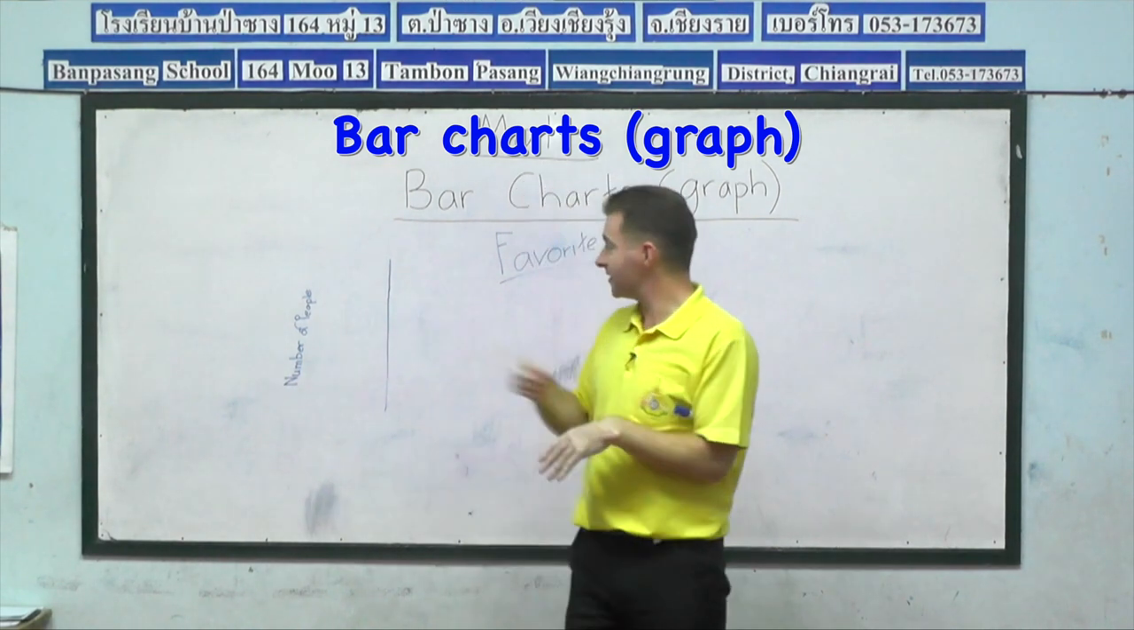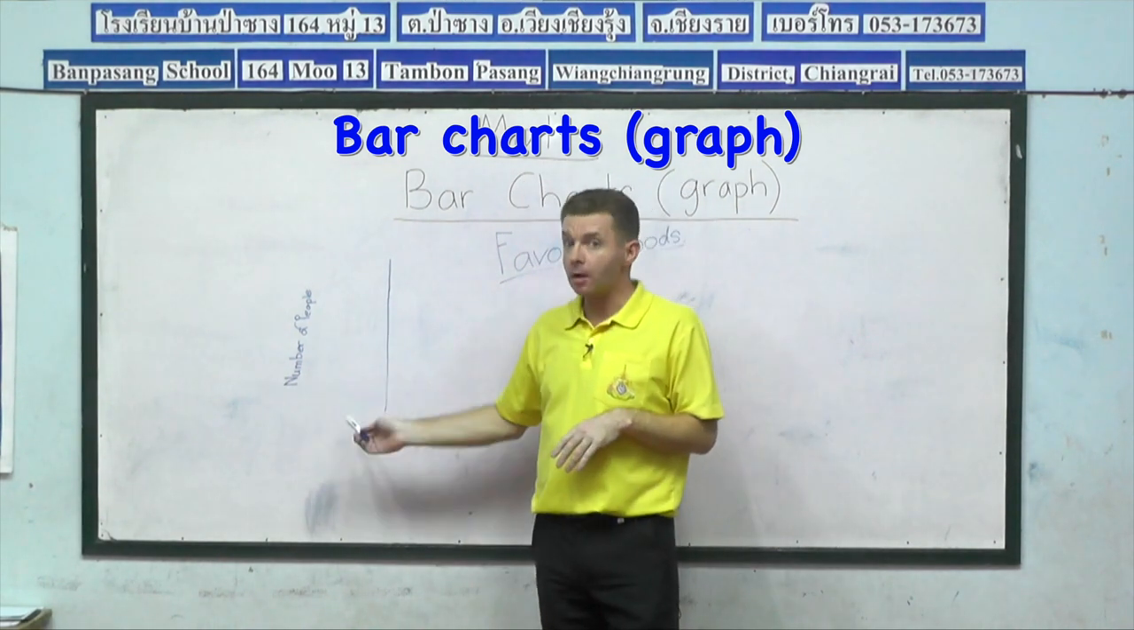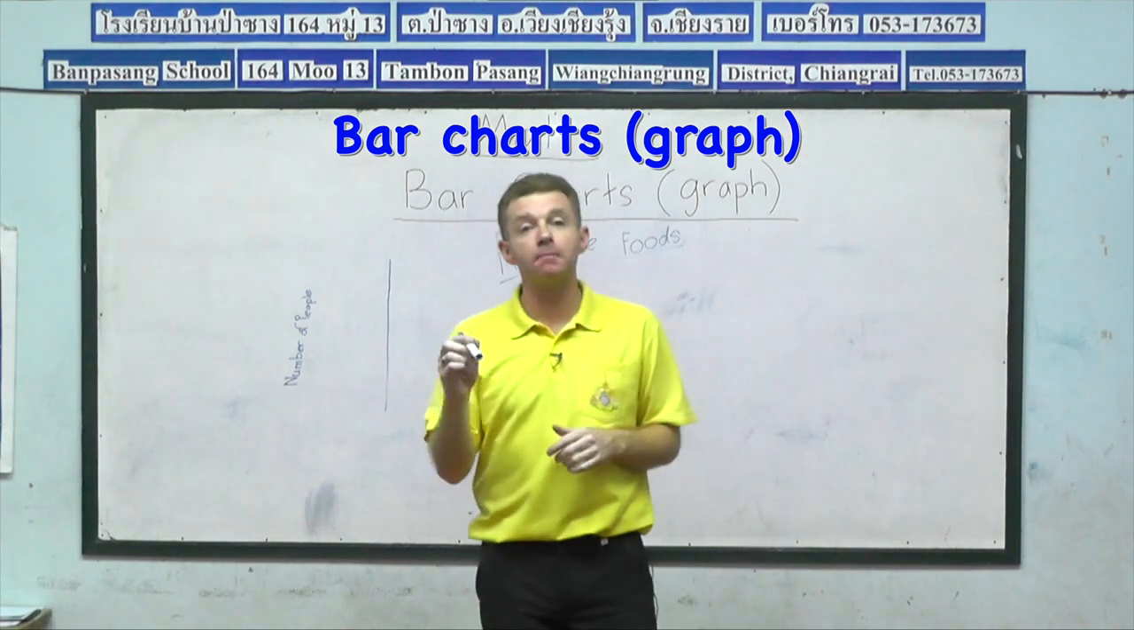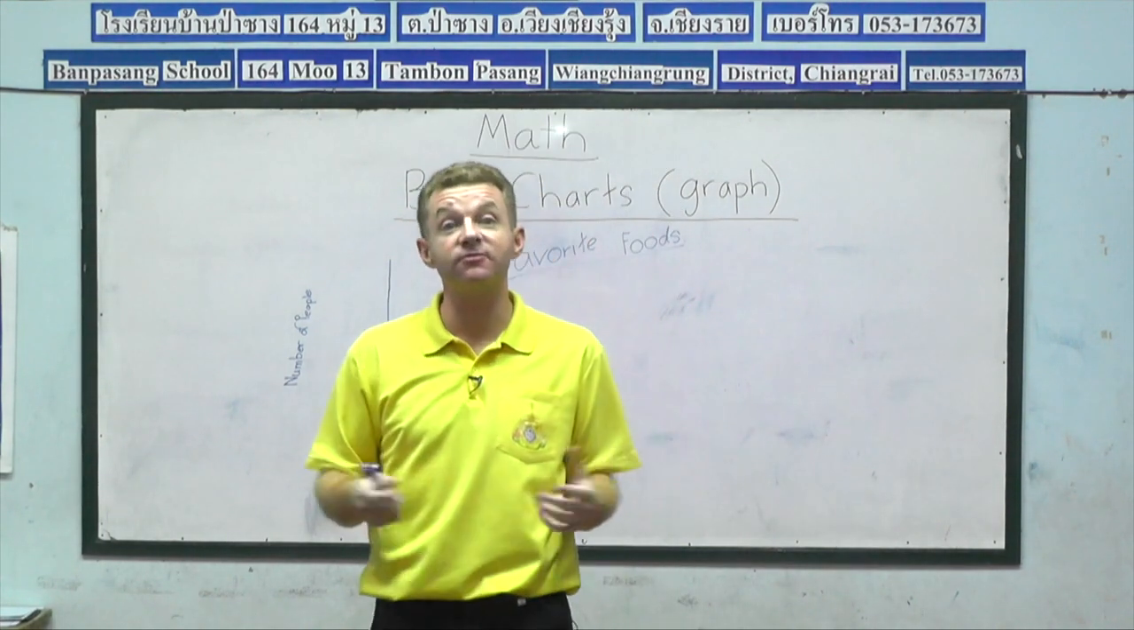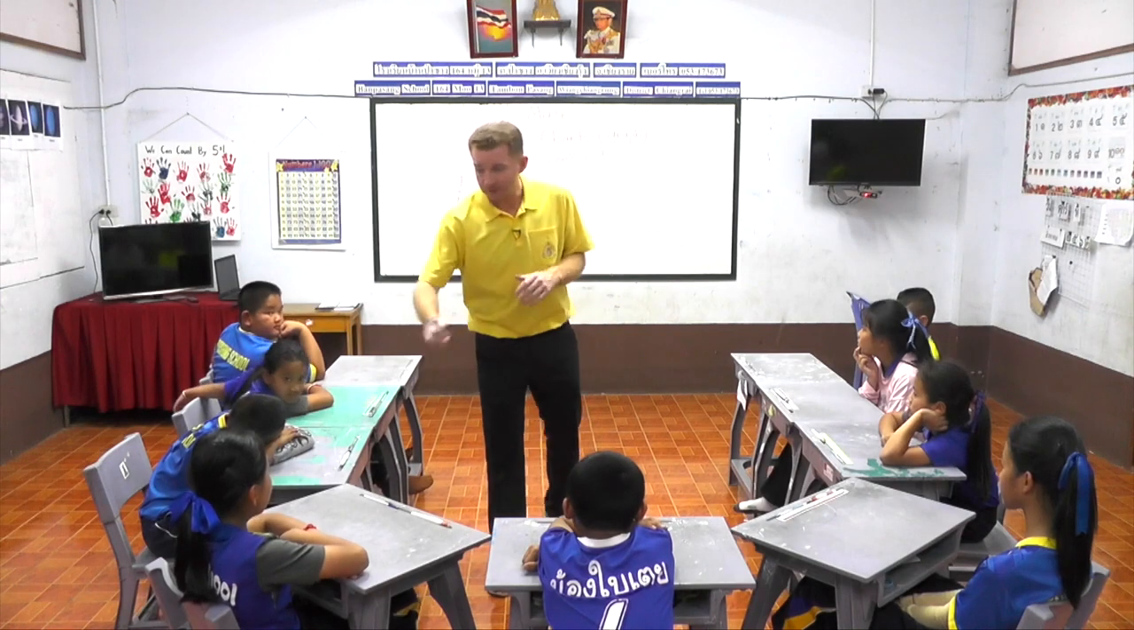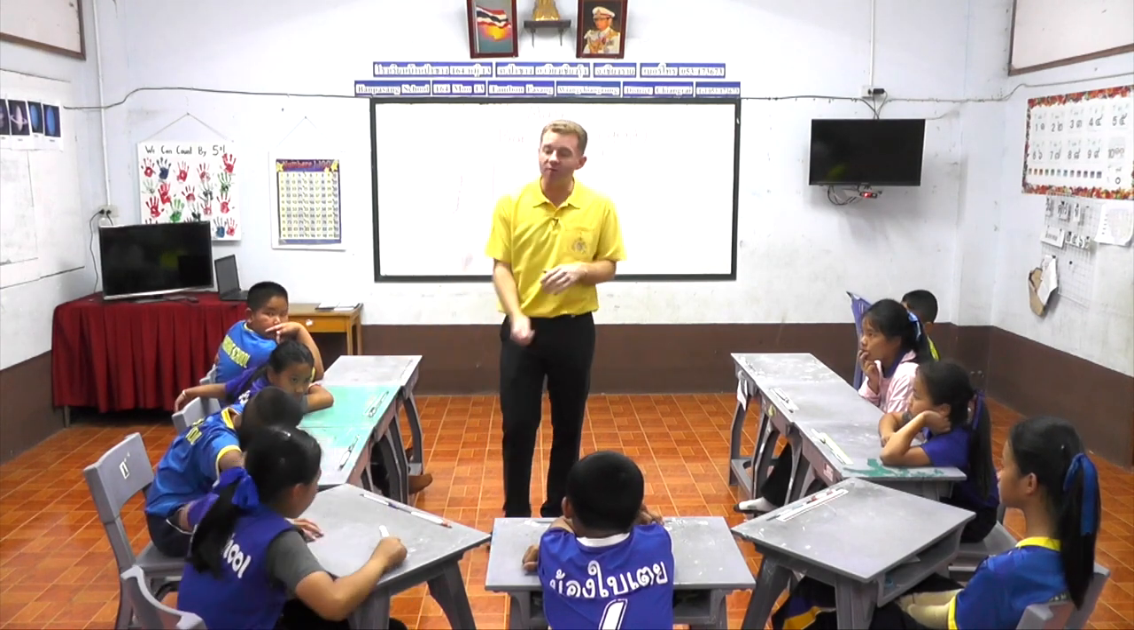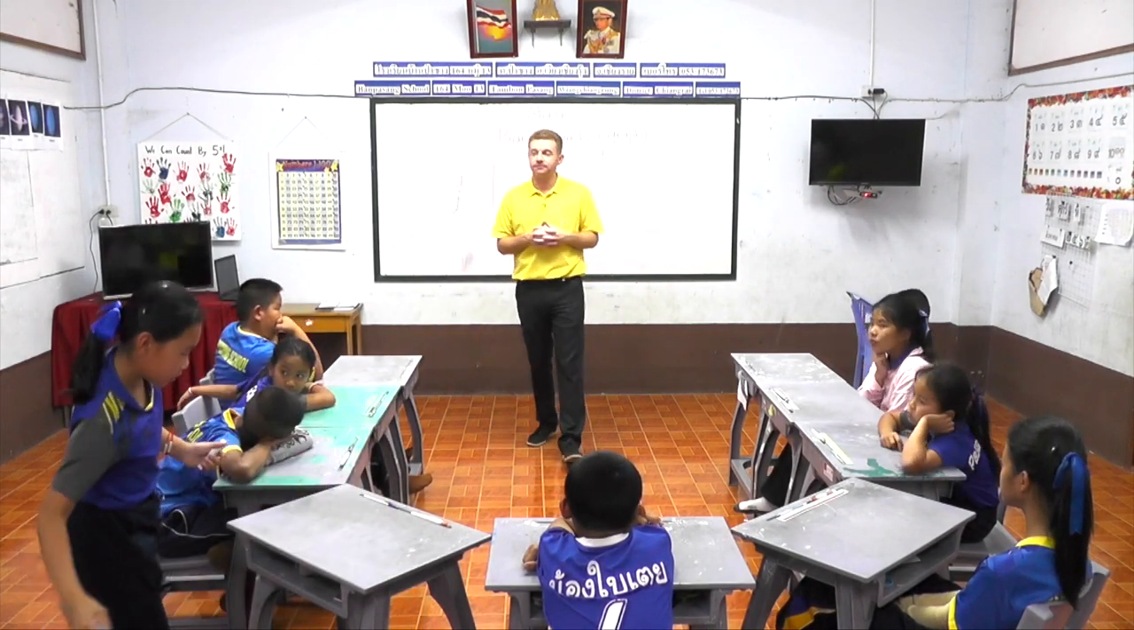So now our vertical axis has its label. But now it needs its scale. We need numbers so we know the different numbers of people. So Nadia, can you come forward and show us how to do our vertical axis scale?